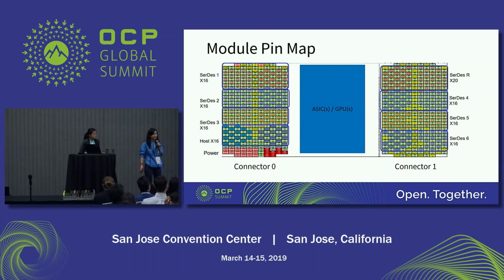And here is the pin mapping, how we map 8x16 to our module. So connector 0, we have 4x16, 1 for host, and then 3 for interconnect SerDes. And then we have the power defined also on connector 0, and then connector 1 is basically 4x16 SerDes together with a lot of sideband pins.